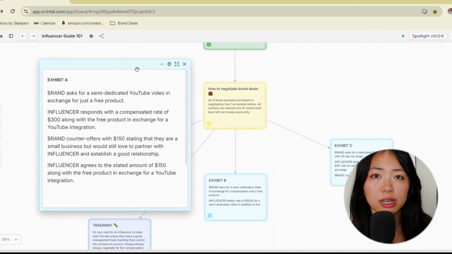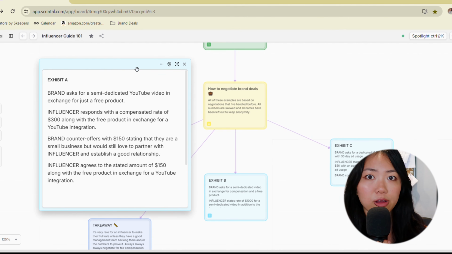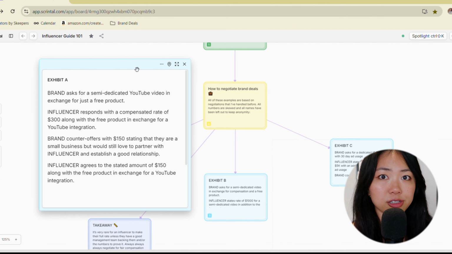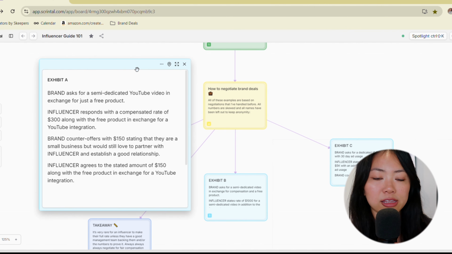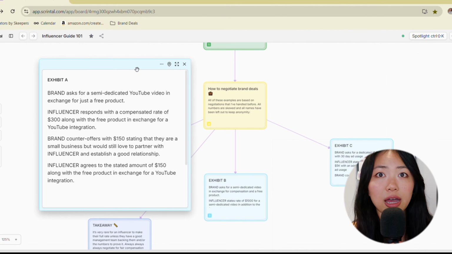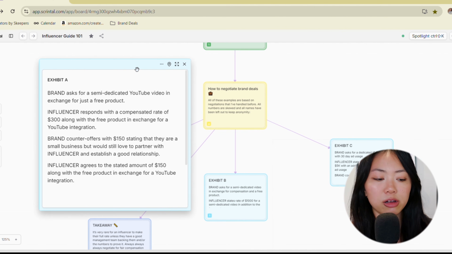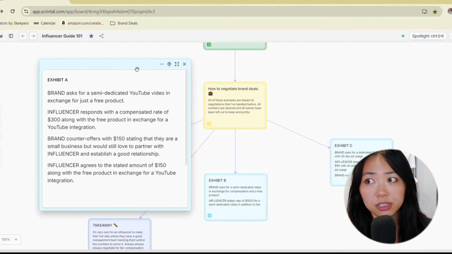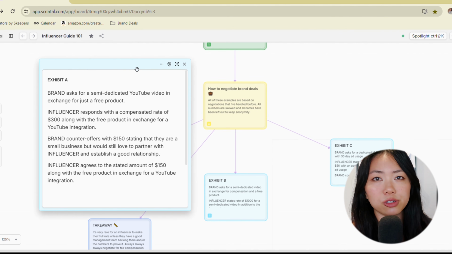But to continue, influencer responds with a compensated rate of $300 in addition to the free product in exchange for a YouTube integration. Brand counteroffers with an offer of $150 for the YouTube integration, stating that they are a small business but would still love to partner with influencer and establish a good relationship. Influencer agrees to the stated amount of $150 in addition to the free product in exchange for YouTube integration.